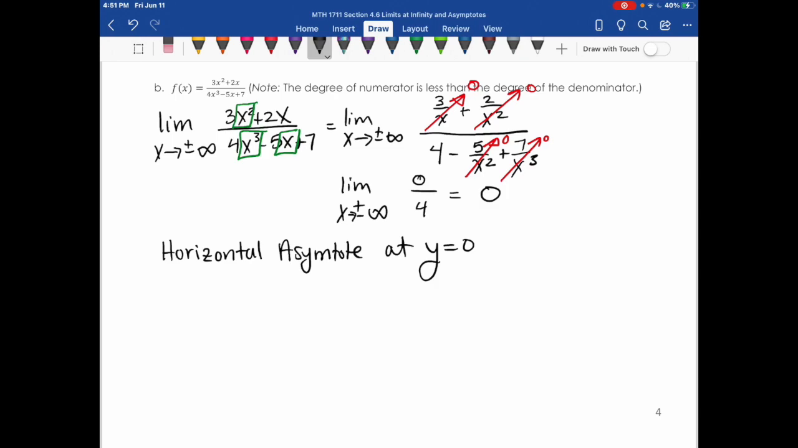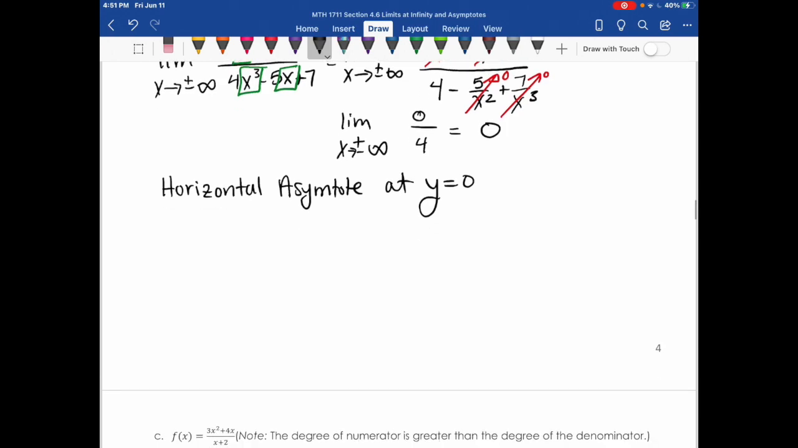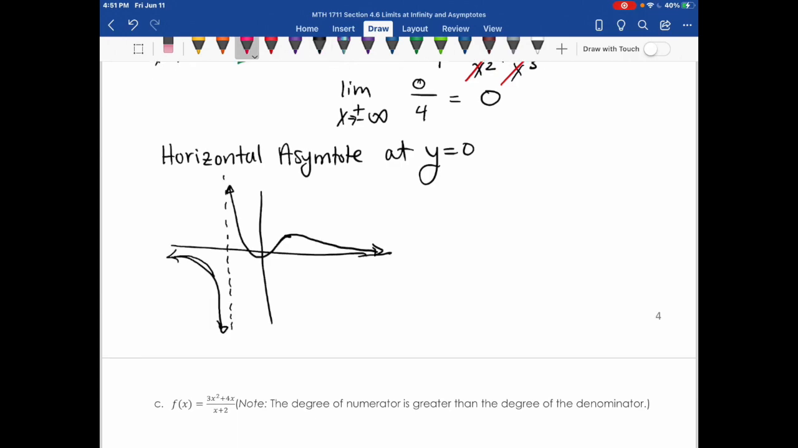If we graph this on our graphing calculator, we're going to get just a quick sketch. We're going to get something that looks like this. So if I trace this going out to the right, as x approaches positive infinity, I get closer and closer to the x-axis, which is y equals 0. And if I trace this going to the left, as x goes to negative infinity, that value of y is going to get closer and closer to 0.